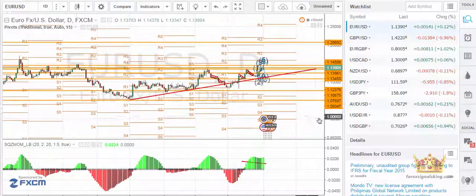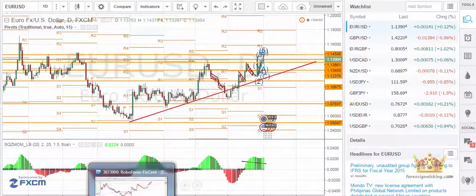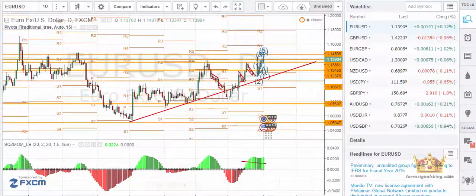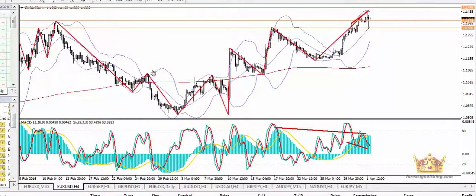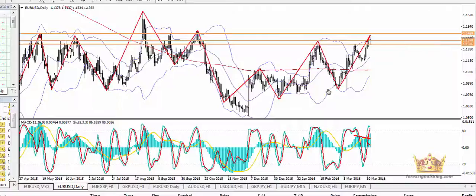So right now we are having some idea. Let's take a look at the MACD oscillator to check for divergence. As you can see on the daily time frame for the euro dollar chart, there is a divergence here between this high and this new high, which indicates a weakness in the formation of a new high.